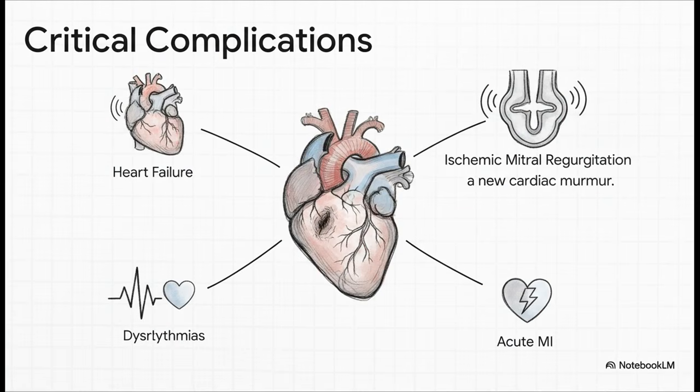After someone has a heart attack, your job is to be a hawk. You have to be constantly watching for these life-threatening complications. The heart is a damaged muscle, and it's incredibly vulnerable. For example, if you suddenly hear a brand new heart murmur, that could be a sign that a valve was damaged by the MI, and that's an emergency you have to report immediately.